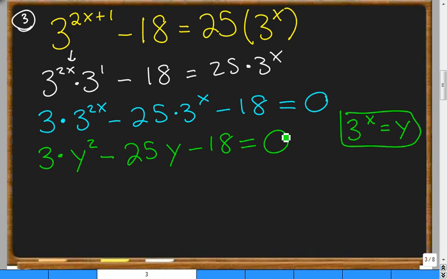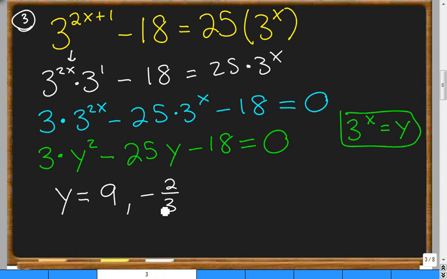Now this is set up in a way where you can use the quadratic formula, or you can factor, whatever you need to do. I'm going to use the quadratic formula. If you want to factor, there are plenty of ways to go about that. You should find here that y is going to end up being either 9 or negative 2/3.